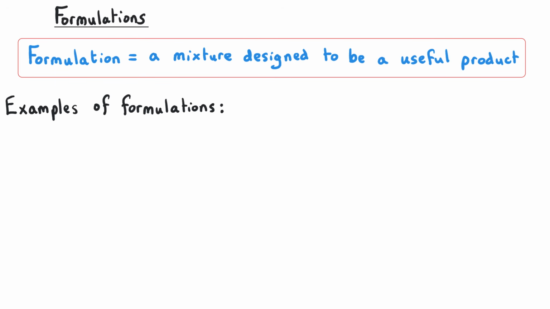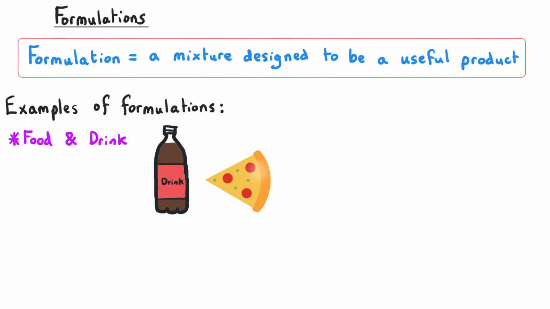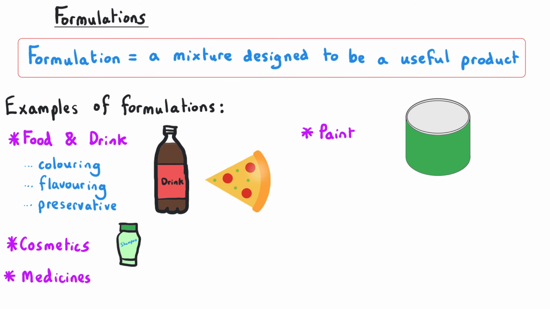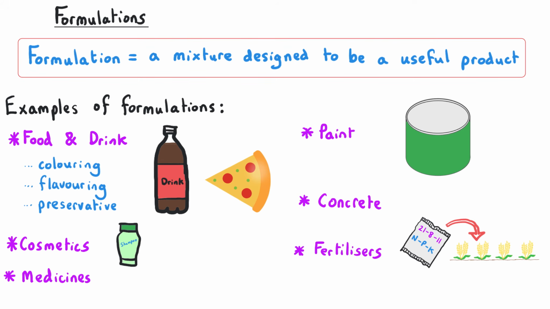And there are a huge number of examples of formulations, so I will list a few of them here. First of all, food and drink are often formulations, and we add lots of things to foods in order to improve the colour or the taste of something, or perhaps to preserve them, to make them last longer. Other examples include cosmetics, medicines, paint, concrete, fertilizers, alloys. All of these things have been designed in order to perform a particular job. So they are all useful products.